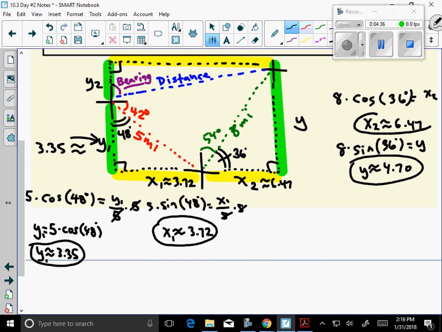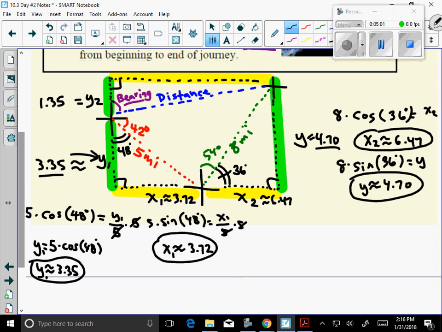Okay, here are my 4 lengths. In order to find y2, I would take y, which is 4.70, and subtract 3.35. So 4.7 minus 3.35 is equal to 1.35. And x1 plus x2 will equal this length up here. So I would take 3.72 plus 6.47 and get 10.19.